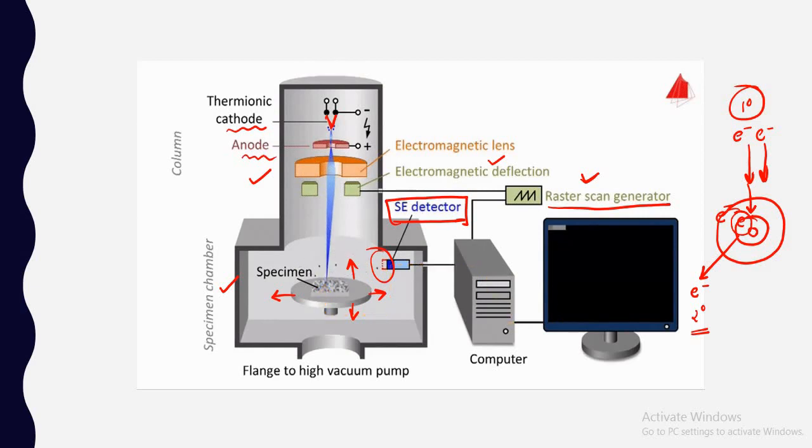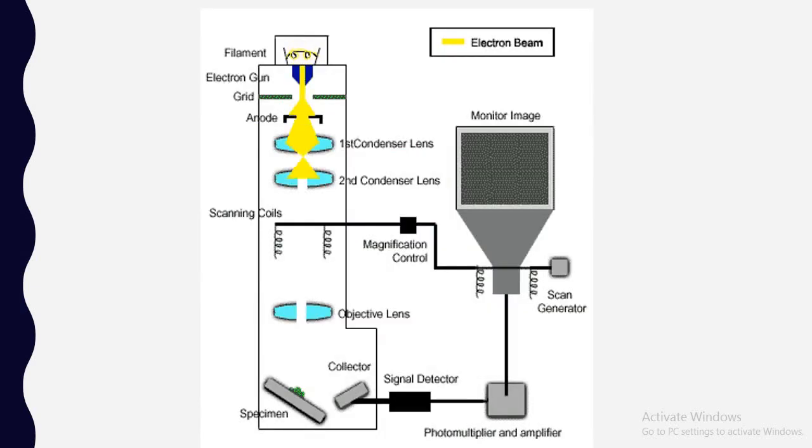I'll show you the animation of the working of the scanning electron microscope. See, black and gray images are there. The black ones are the parts where fewer electrons are released. So this is how the scanning electron microscope works.